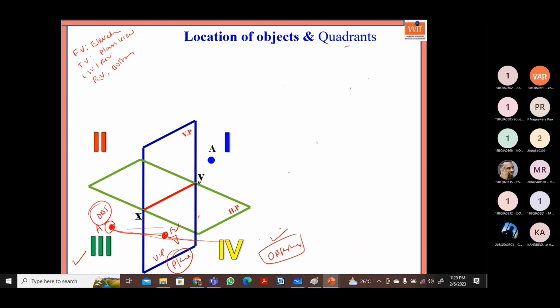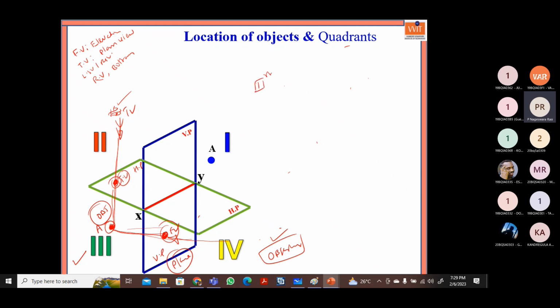The observer will be here. When you look in the top view also, you can observe here the object is in the third quadrant. When you look in the top view direction, the light rays go like this. As the horizontal plane is a transparent plane, we can observe the object. The light rays reflect and you get the image here on this horizontal plane. So this is the top view image and this is the front view image. So we can see this in the third quadrant, in third angle projection.